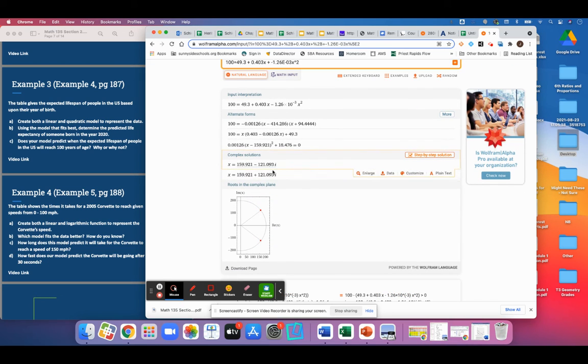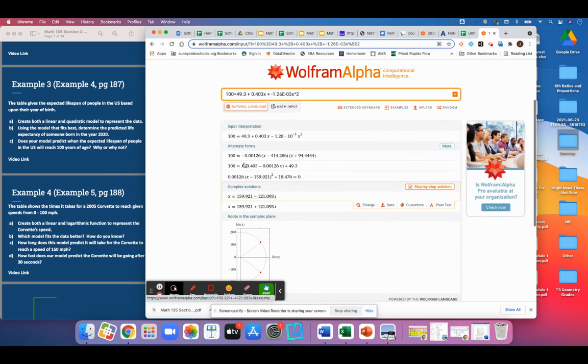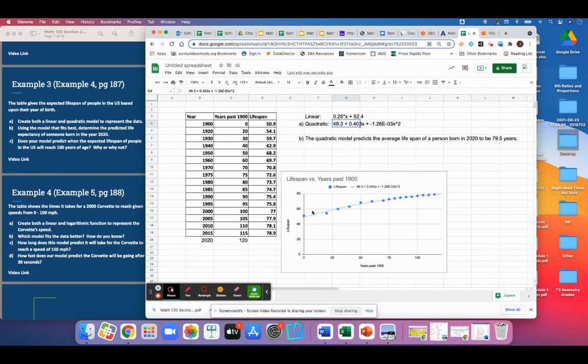So we get imaginary numbers again, everyone, which means that that's never going to happen. It means that our graph here is going to flatten out and then actually start to drop later on. But it's never going to keep going up high enough to get to 100. So the quadratic model predicts that the average lifespan is never going to reach 100 years. And that's probably true. People's bodies wear out. And that's just the way it is.